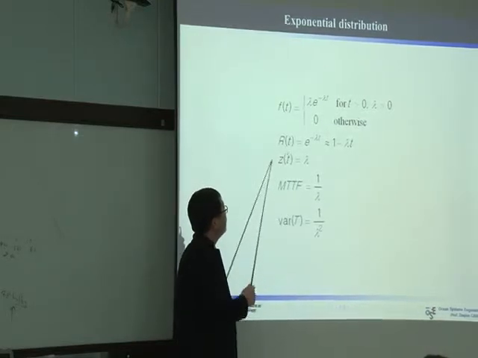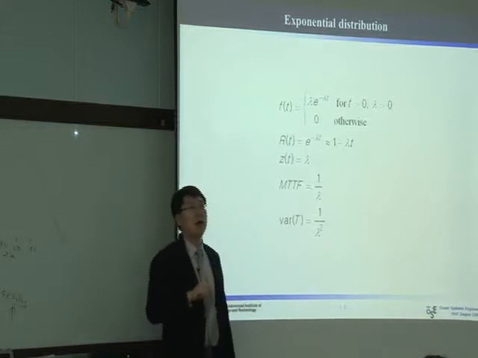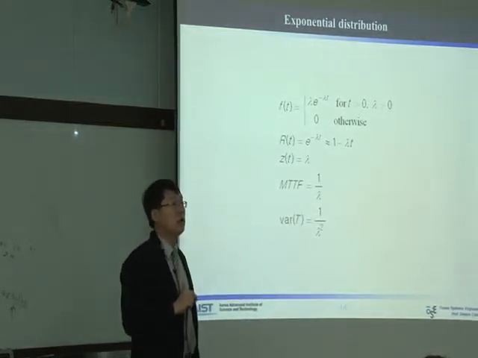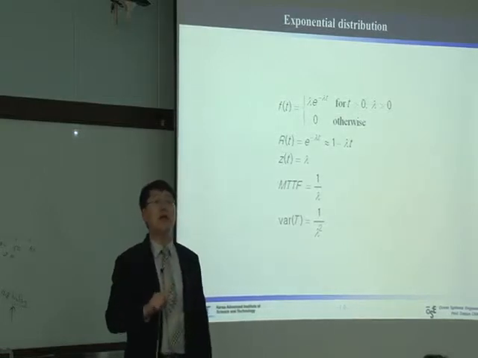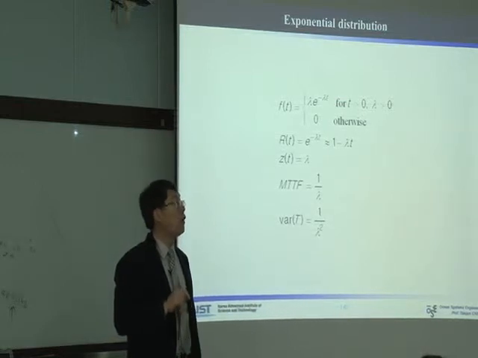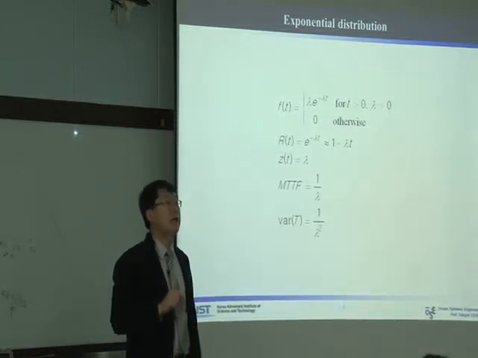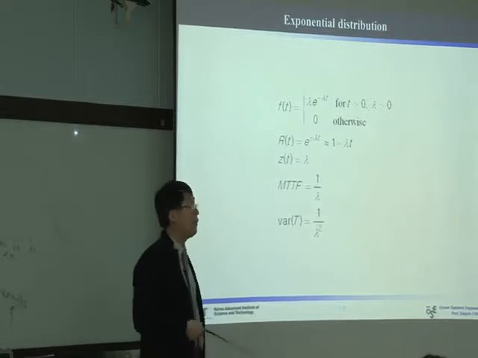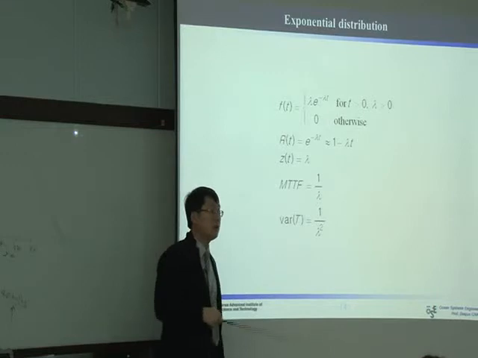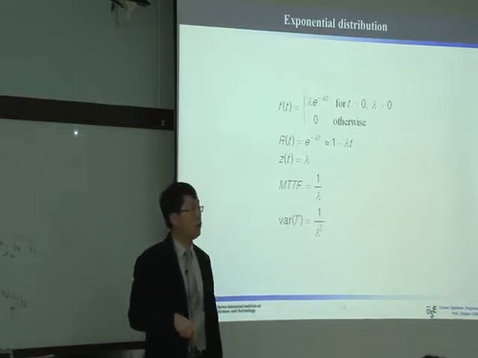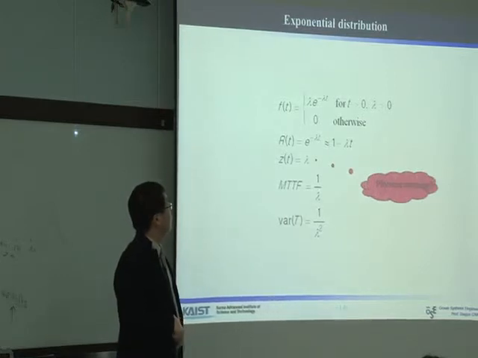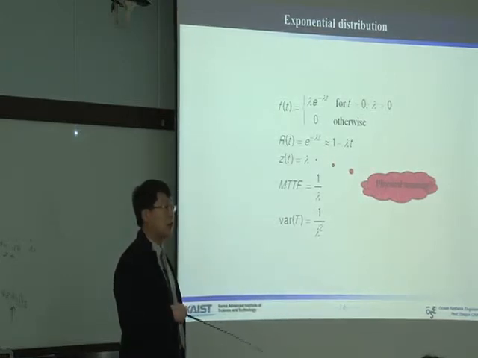So the fundamental philosophy of the exponential distribution is that the failure rate is constant. The death rate of the survivors is constant. Then we can derive the other values. So MTTF is 1 divided by lambda, and the variance is 1 divided by lambda squared. So you can derive these equations. So you know the physical meaning of a constant failure rate.